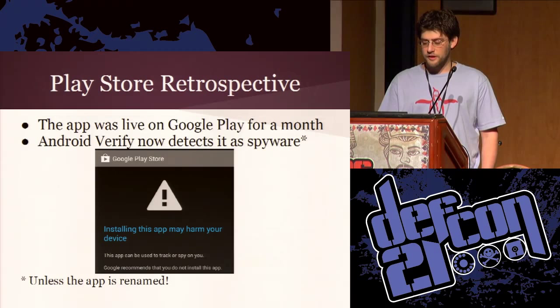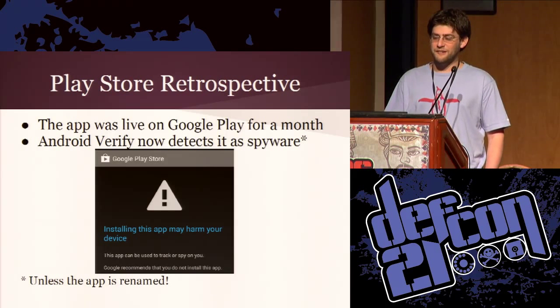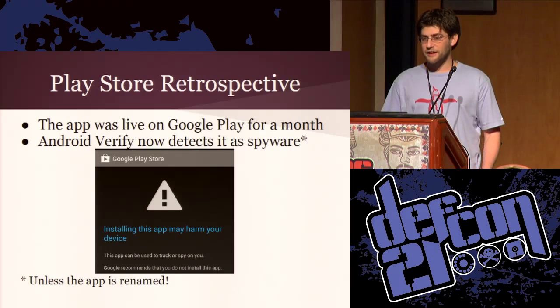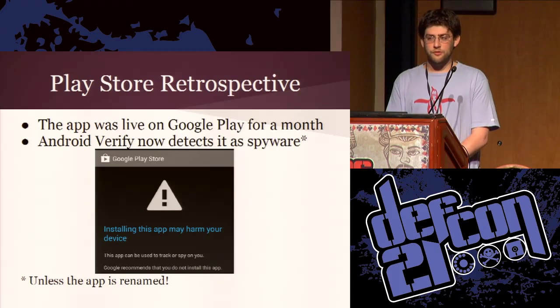And of course, this was up, but a month later, probably somebody noticed this was a little bit suspicious looking and reported it, and my Google Wallet account got suspended. I think it was up for about a month. I wasn't really paying much attention to it, but when I went back to start doing research for writing these slides now, I found that Android's Verify service or option on the device now would say, installing this app may harm your device. This app can be used to track or spy on you, and Google's recommending you do not install it.